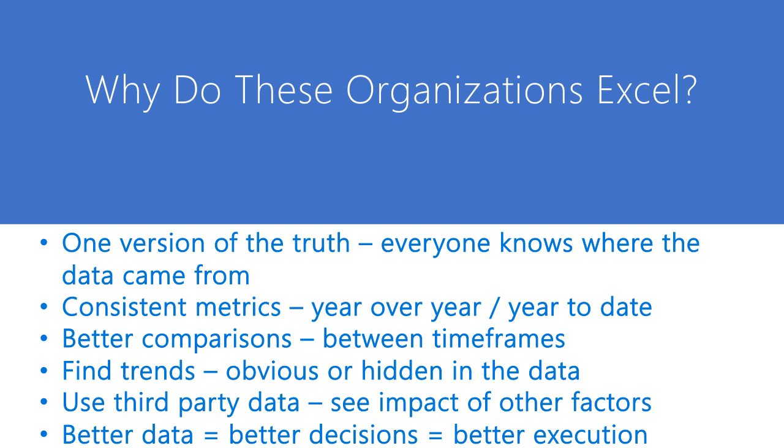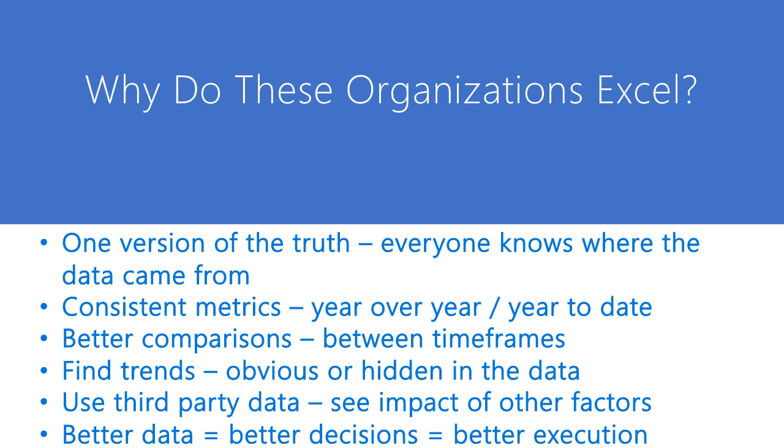So what do these organizations have in common that's helping them excel? Well, when they look at their data platform, they're building one version of the truth. Everyone needs to understand where the data came from and what it means. And I can't have conflicting data in different parts of my environment, right? So building that single version of the truth is super important, because when I do that, I now get consistent metrics. So I can look at my data over time frames to understand what those trends look like. I can look year over year, I can look year to date, and I can understand that the data is always going to mean the same thing regardless of when I look at it, which leads to better comparisons between those time frames, and helps me gain insights from it.